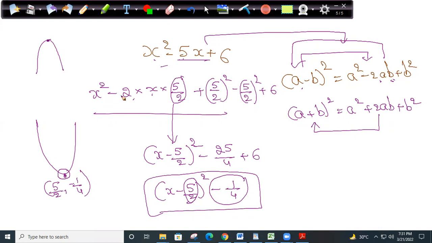Okay, very good. Now let me take minus x square plus 5x minus 6. If I try to see, the x square coefficient is negative, so the parabola should open downwards. Try to find the x-intercepts. X-intercepts are again 2, 3. If you want, you can find it out.